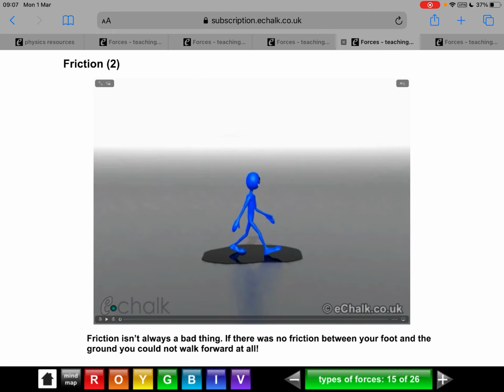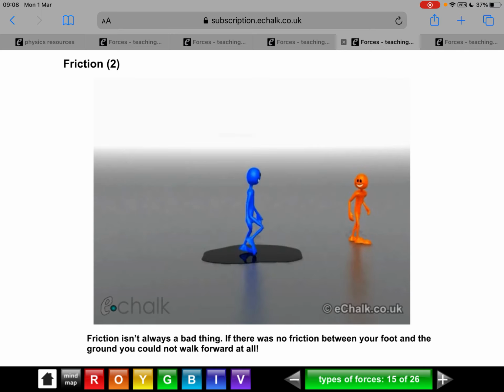However, friction can also be useful. In this one here we can see that if there was no friction, then you wouldn't be able to move forwards at all. So friction is a force. It opposes the motion of an object. It always acts in the opposite direction to movement.